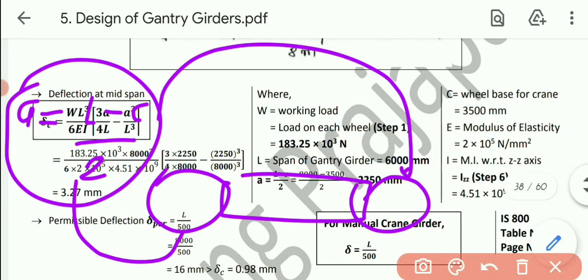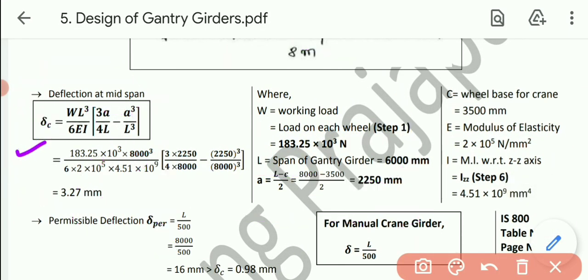So for that one, the deflection requirement criteria formula is WL cube by 6EI in the bracket 3A divided by 4L minus A cube by L cube. Talking about unknown parameters, first of all W, that is working load. We have already calculated working load in step number 1. That was load on each wheel, 183.25 into 10 raised to 3 Newton. So we already have W.